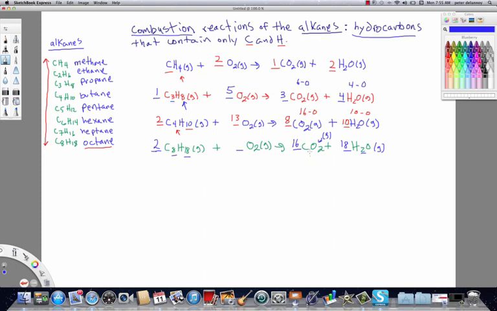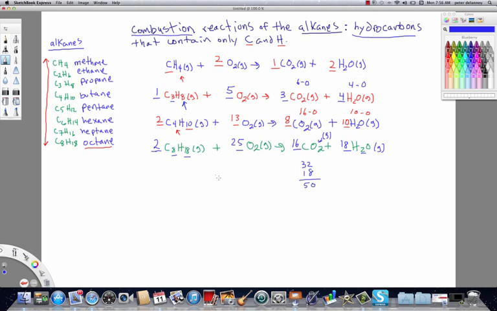Now, what that's going to do is give us 16 times 2 oxygens, so that's going to be 32 oxygens here. And then we're going to have 18 oxygens from the water for a grand total of 50 oxygens on the right side of my arrow, right? 8 and 2 is 10, carry the 1, and so on. So that means that we're going to need 25 oxygens here.